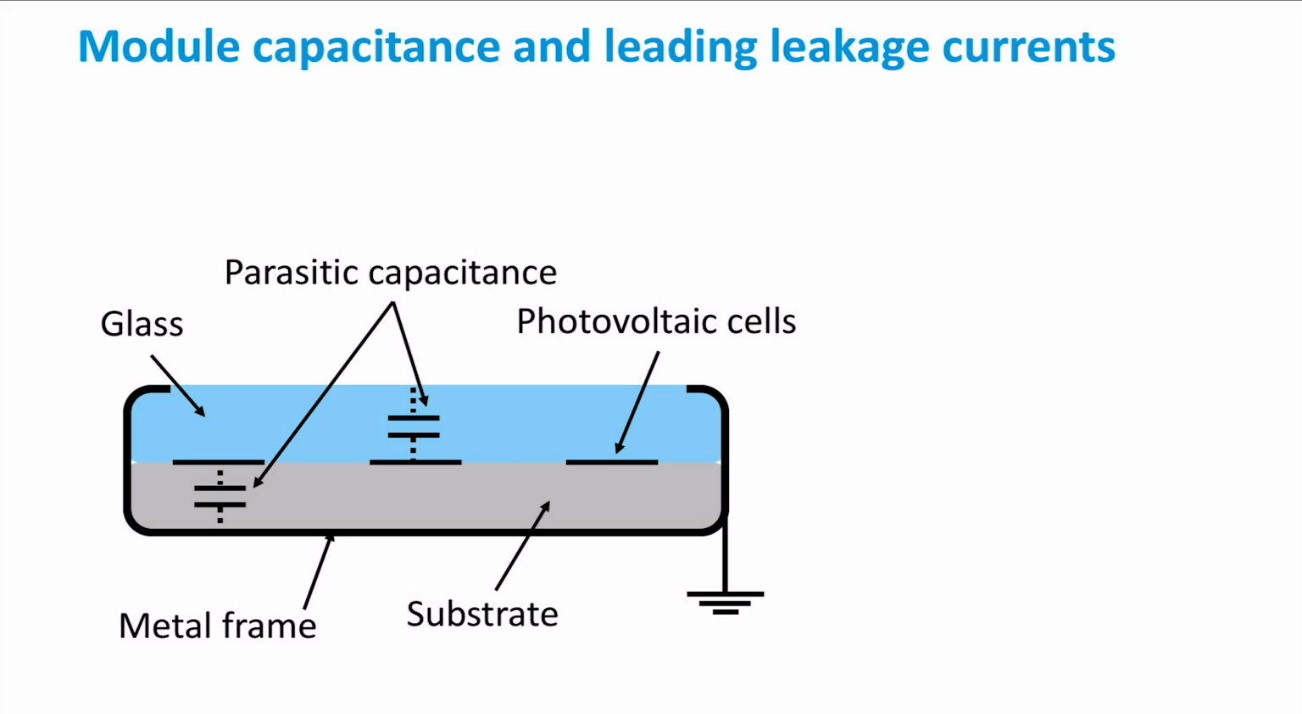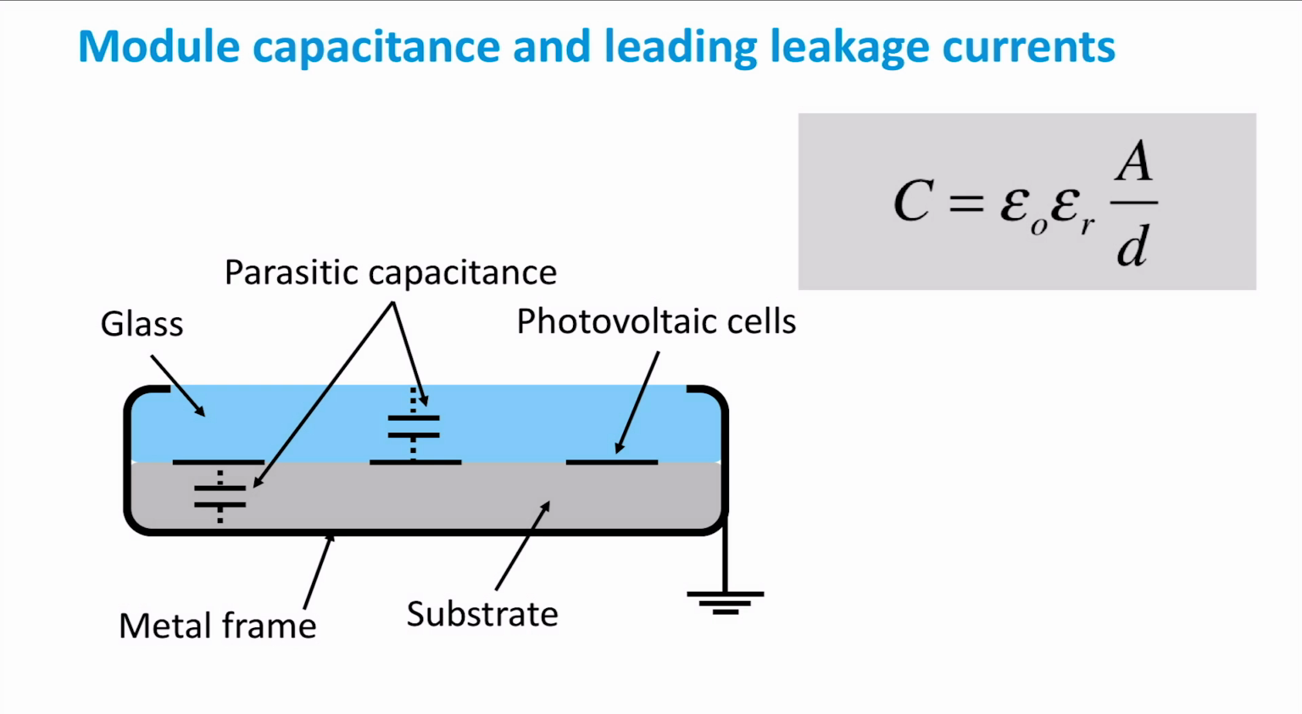The parasitic capacitance is given by the relation shown. Epsilon naught is the vacuum permittivity or electric constant. Epsilon r is the relative static permittivity and it depends on the medium. A is the cross-sectional area of the capacitor and d is the distance between the two charged layers.